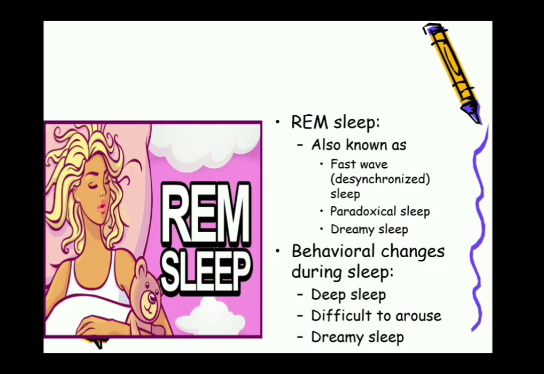Rapid eye movement sleep is also known as desynchronized or fast wave sleep or paradoxical and dreamy sleep. Various behavioral changes occur during the REM sleep. It is deep sleep, the person is difficult to arouse during REM sleep, and it is dreamy sleep as we have discussed.